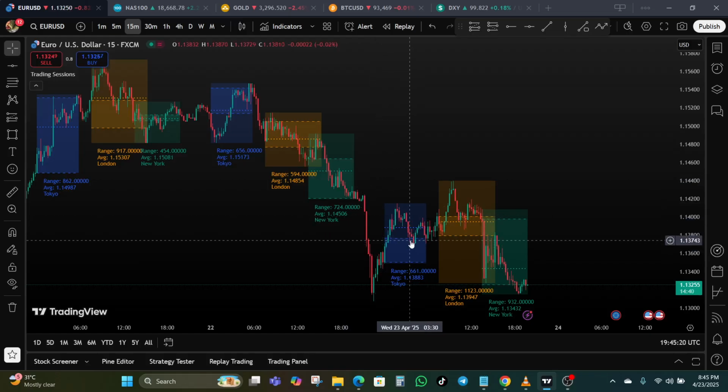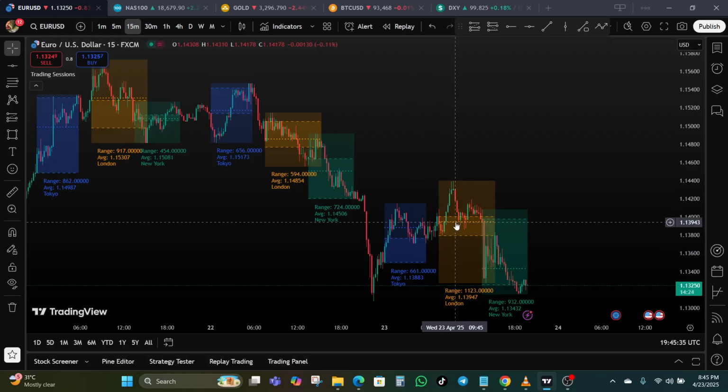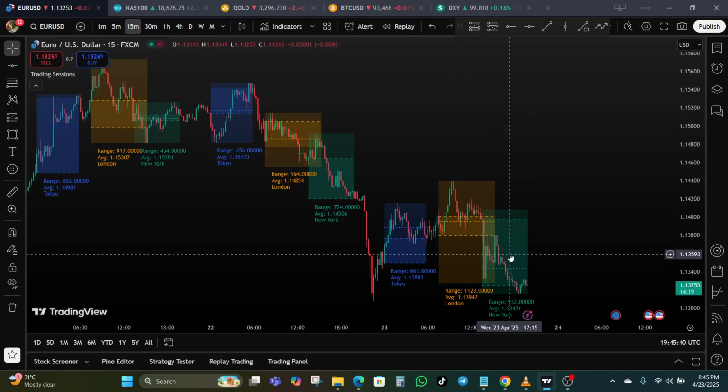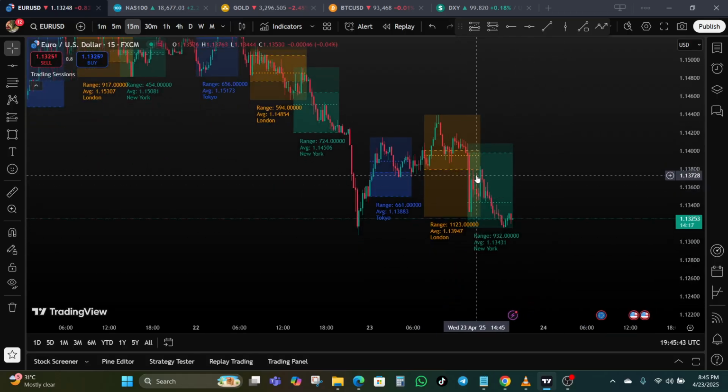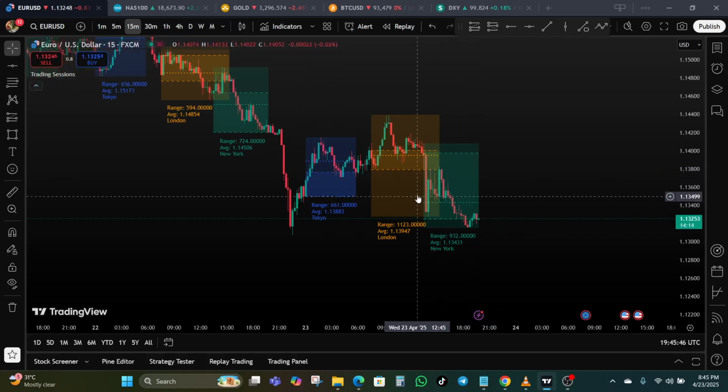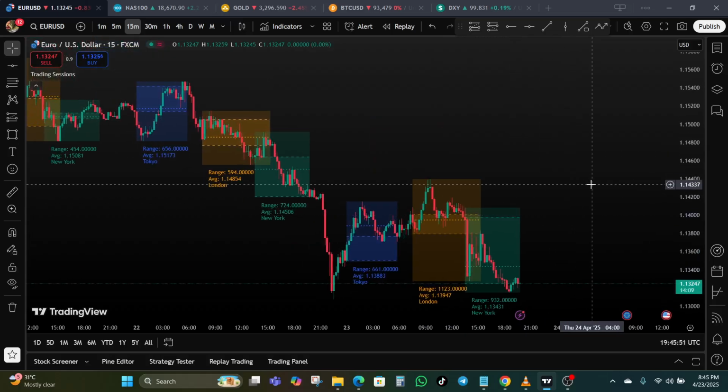Then we have the Tokyo session. The Tokyo session is the Asian session, with more volume and volatility, especially on JPY, AUD, and NZD pairs. Then we also have the London session. In the London session, there is high activity, tight spreads, ideal for most pairs. Then finally, we have the New York session. The New York session overlaps with the London session, giving a surge in volatility and movement on USD-based pairs. Understanding these sessions helps match your trading style to the right market conditions.